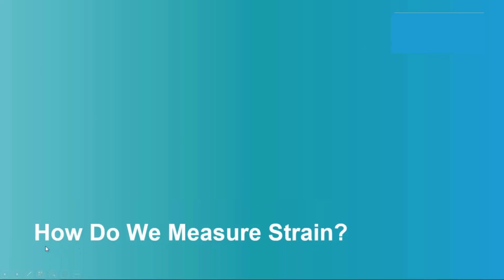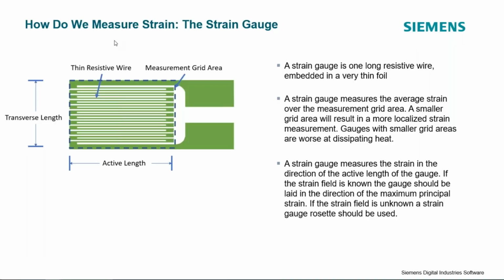So let's talk about that then, since we can't, or it's very difficult to directly measure stress. Let's talk about how we determine how much stress an object is experiencing. And we do that by measuring strain. So we measure strain using something called a strain gauge.